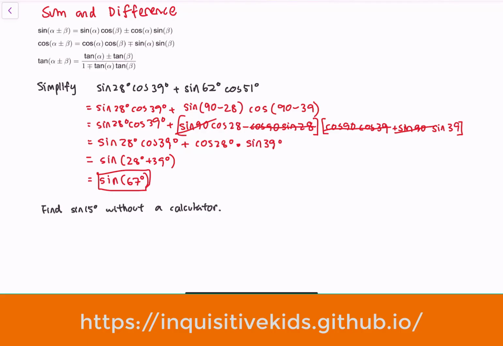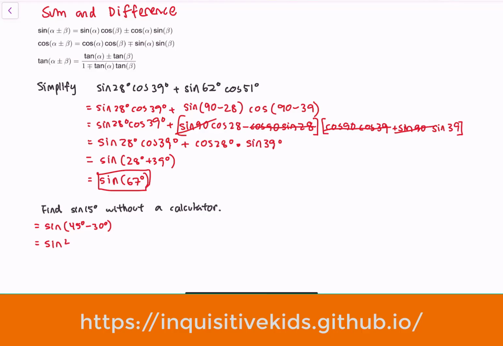Now let's find what is sine of 15 degrees without using a calculator. And this is very doable. First, we can use some of the common trigonometry values that we already know and try to represent sine 15 using those numbers. Sine 15 can be represented as sine of 45 minus 30 degrees. And now we can use our sum and difference formula.